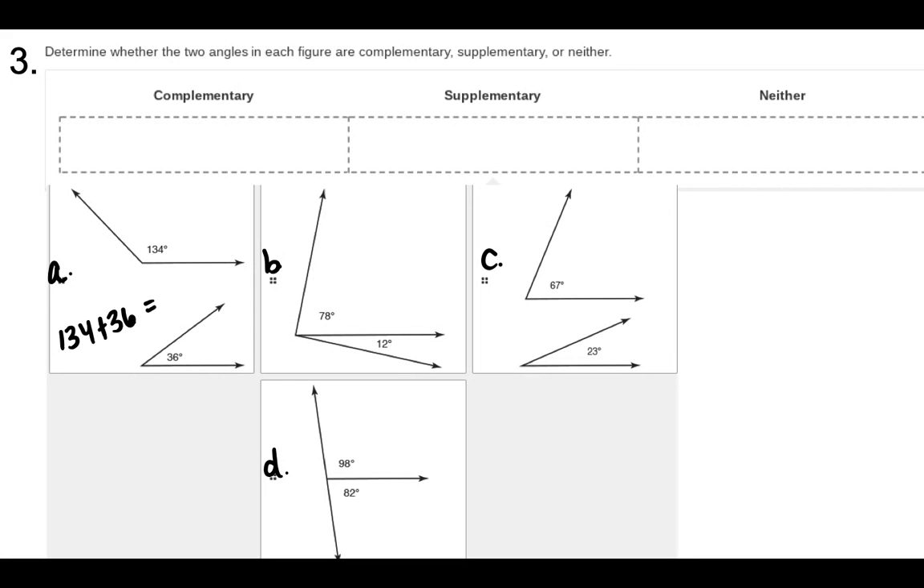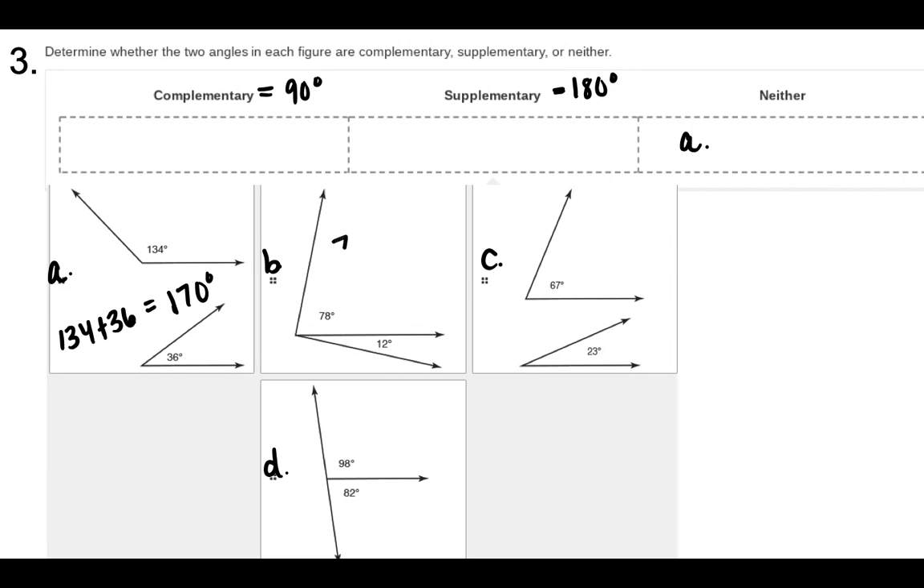134 plus 36 gives me 170. Just a reminder, complementary angles add up to 90 degrees. Supplementary angles add up to 180 degrees. So since this is 170 degrees, that means that that is neither. So I'm going to put A as neither.